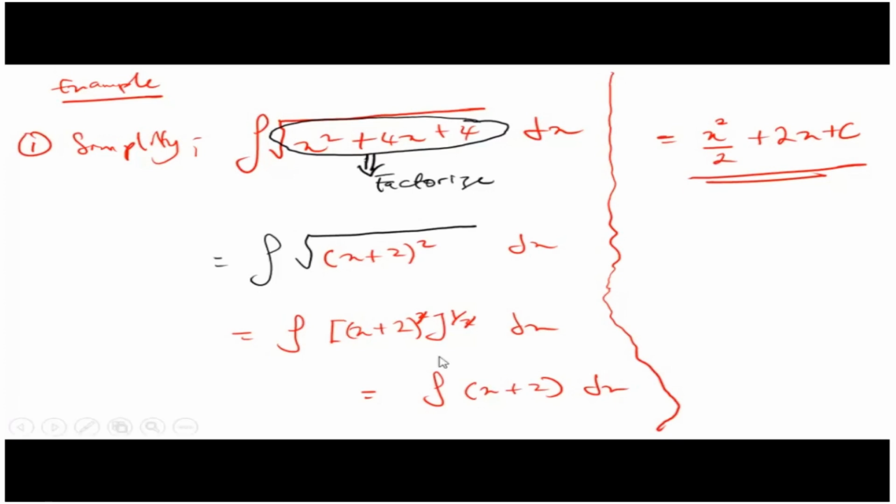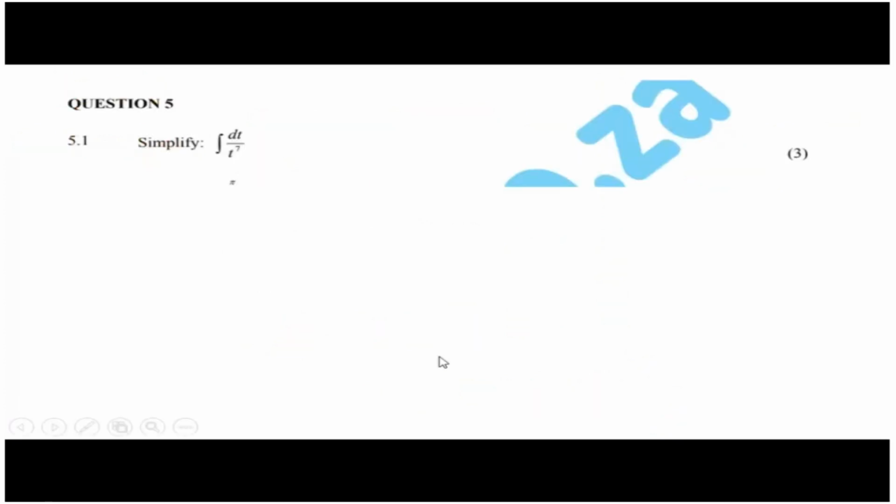Okay, so you can see this is a question. It just says simplify. So with this one, what do you use? You use your exponent laws. Is that fine? You use your exponent laws.